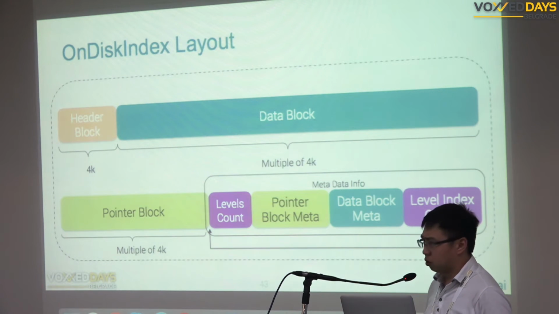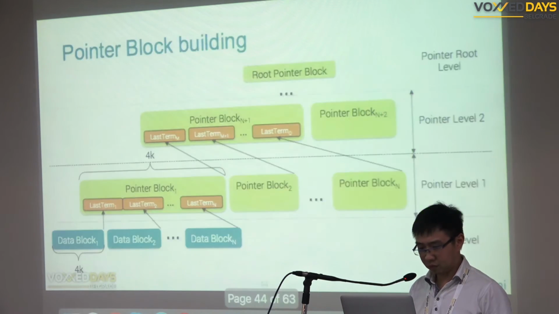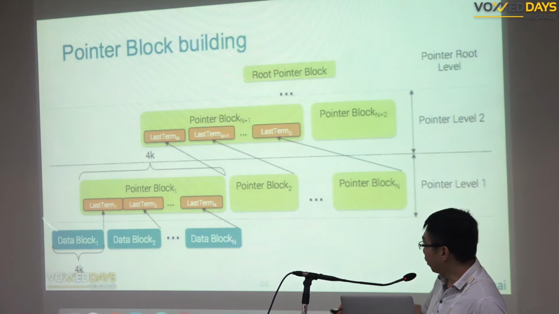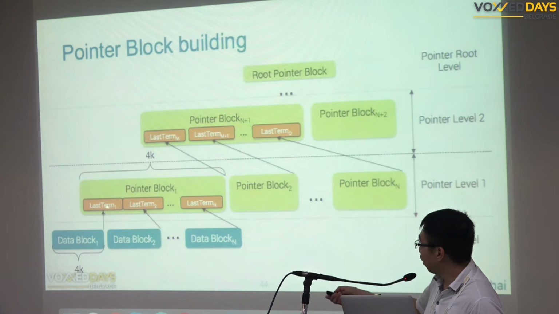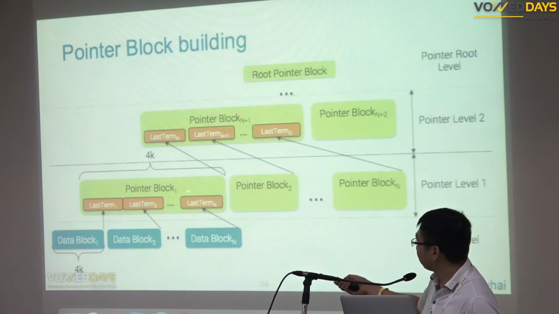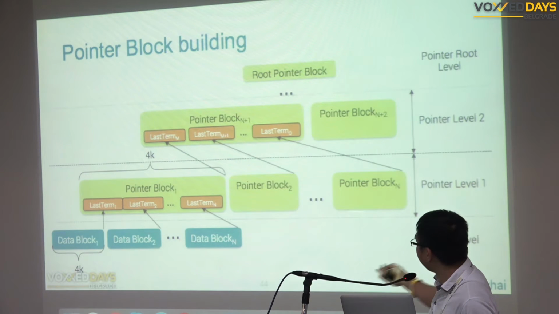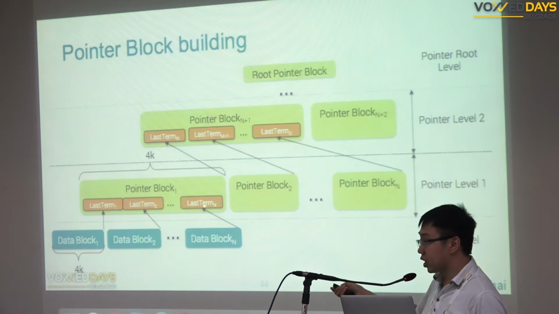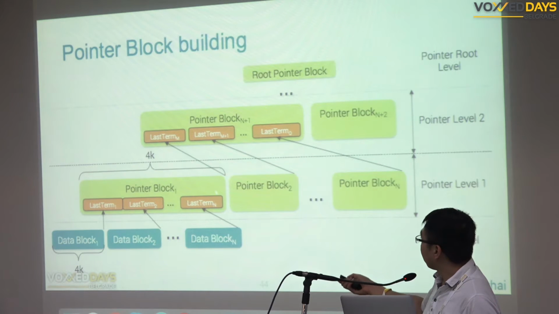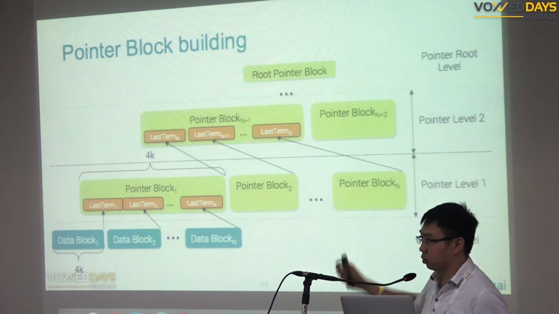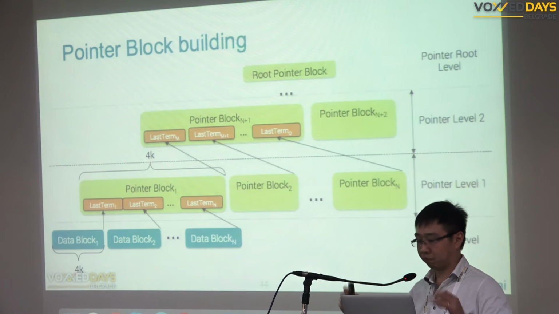Now we have a pointer block. What is a pointer block? You have a lot of data blocks, and we take the last value of each data block to put them into a pointer block. So this is the first level of the pointer block, and we repeat the same procedure. On the upper level, we take the last value of the lower level, and so on until the root pointer block. So in fact, you have a tree structure, right?